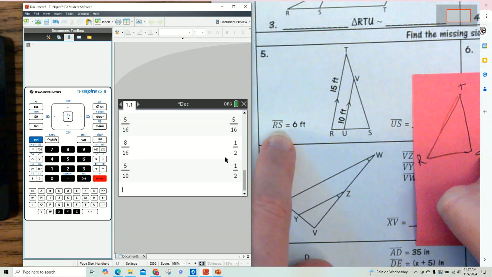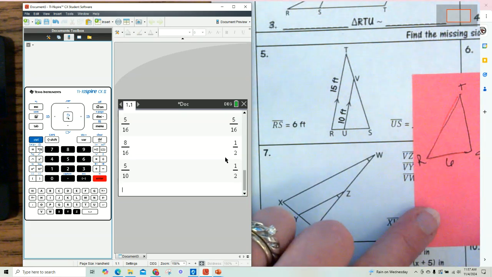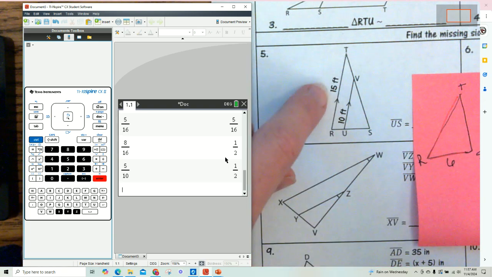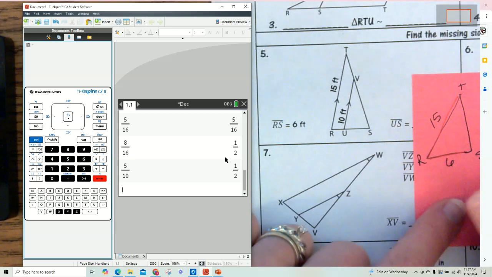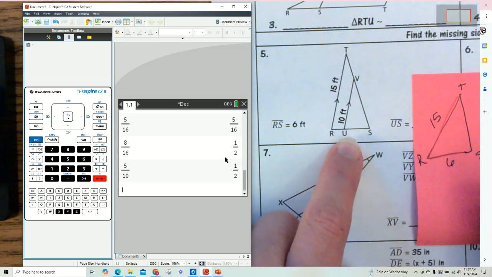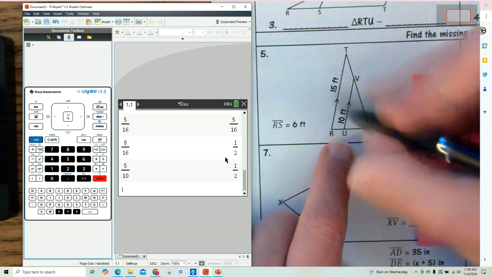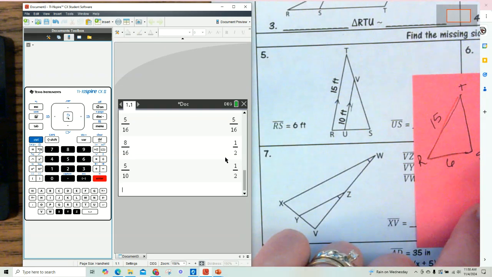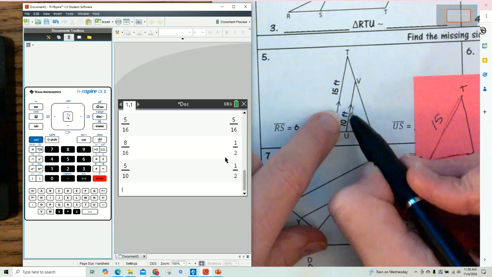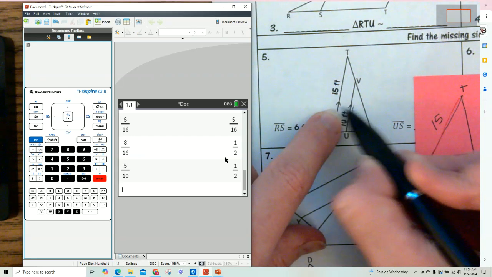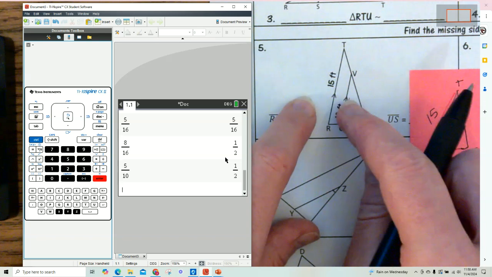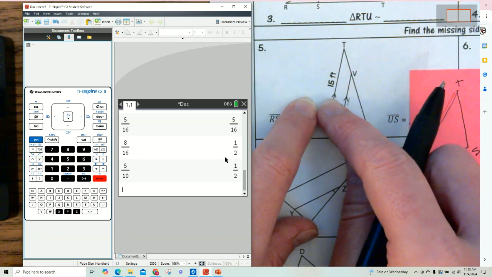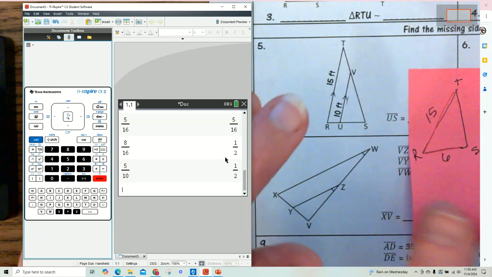It tells me RS is 6 feet across the bottom. And then I know this side RT is 15 feet. Then we have this little triangle that's set inside of it, and it's USV. And then we know this side here is 10. Do y'all remember what these little symbols, the arrows, mean? Okay, arrows mean they're parallel.